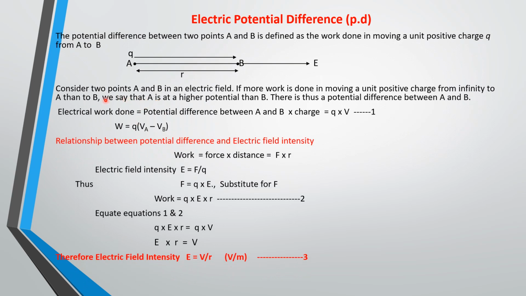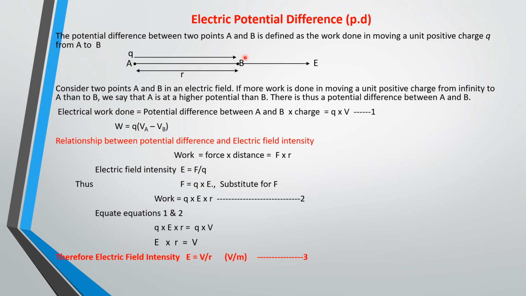Alright, so let's consider 2 points A and B in an electric field. If more work is done in moving a unit positive charge Q from infinity to A than to B, we will say that A is at a higher potential than B. So if A is at a higher potential than B, then it means that there's a potential difference between A and B.